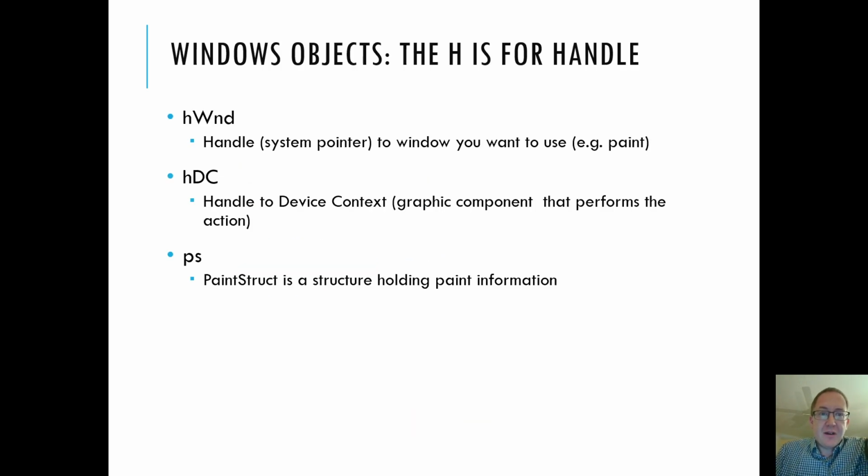So hWnd is a handle to a window, the window that you want to use. For example, the application that you're dealing with, the background image that you want to be drawing on. The HDC is a handle to the device context. It is the graphics component, the thing that's performing the action, and the paint structure PS holds information about painting. So I think the PS holds things like the brush size, what kind of brush you're using, what kind of pen you're using.